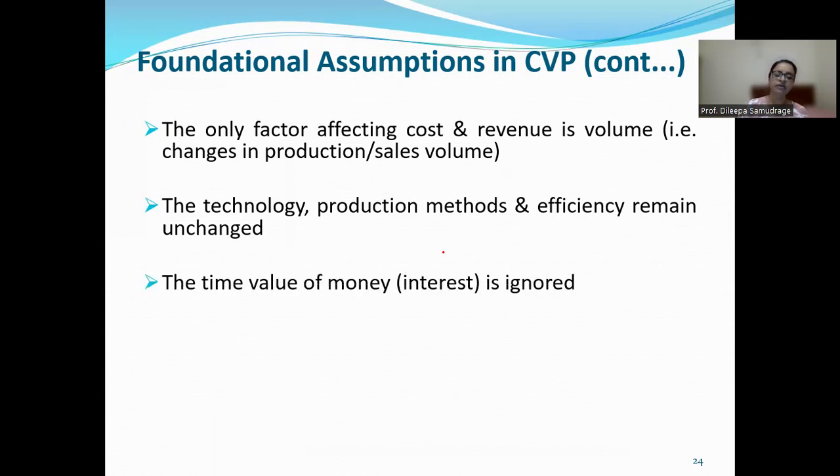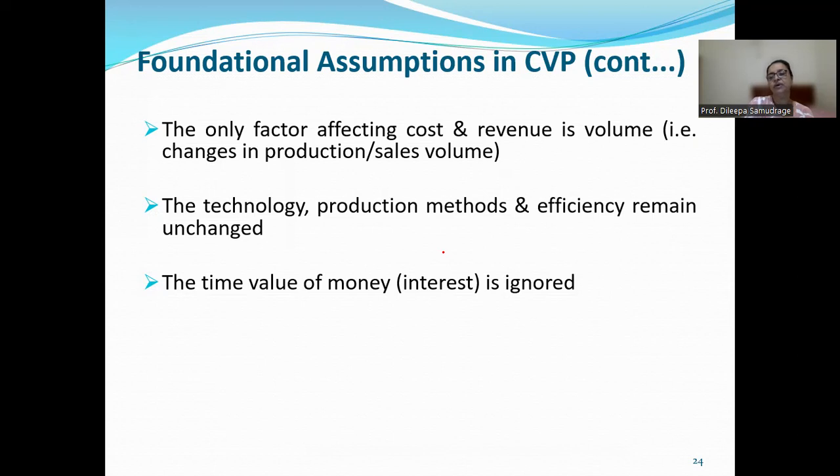And the other one, time value of money is ignored. What does it mean? Time value of money is ignored. Time value is ignored, interest.